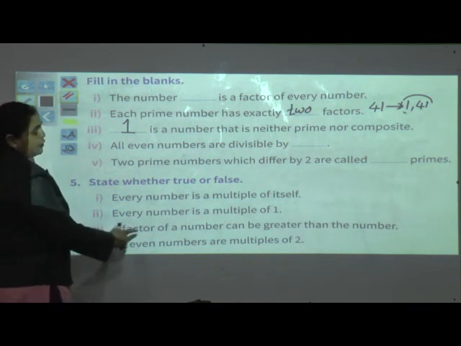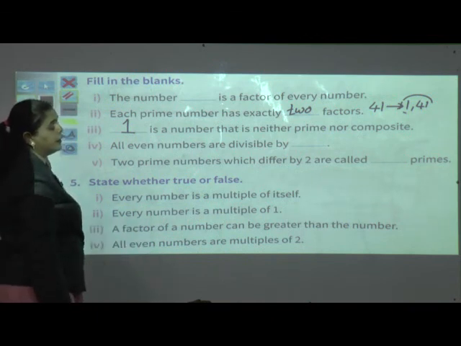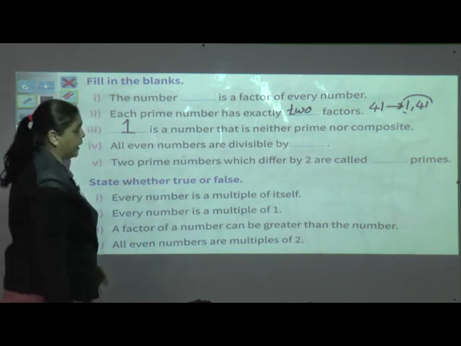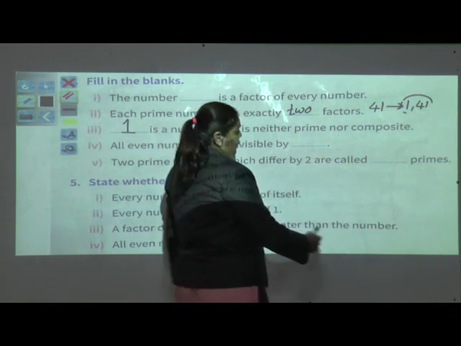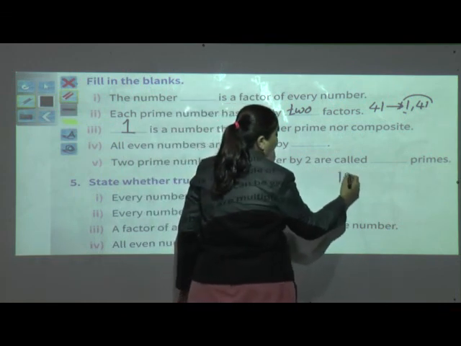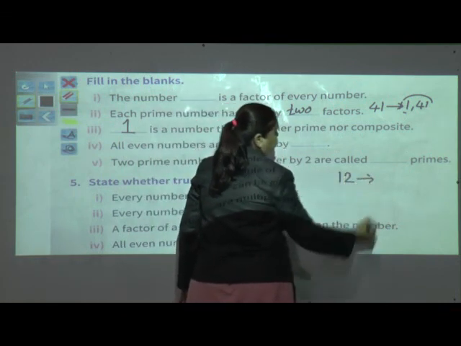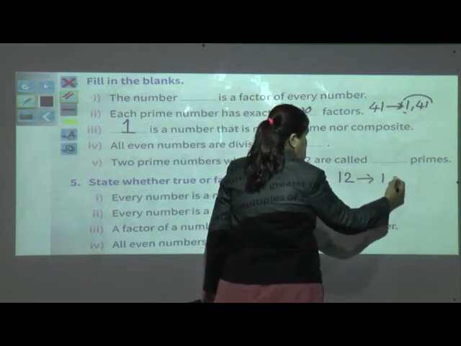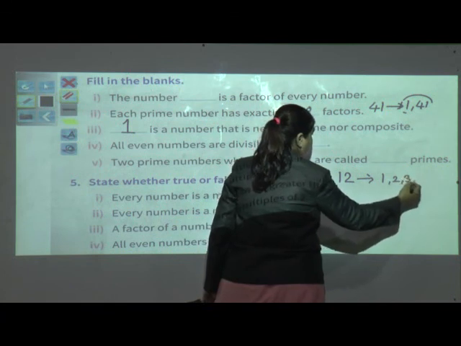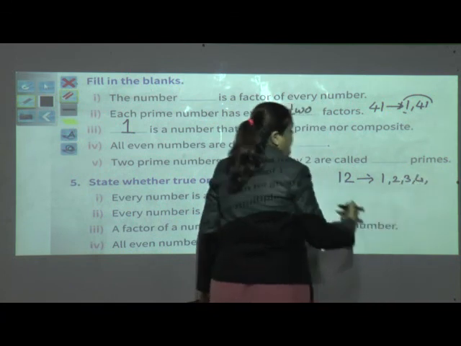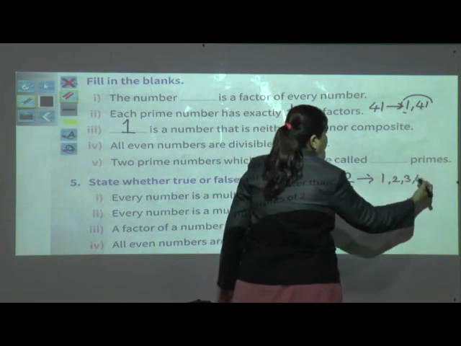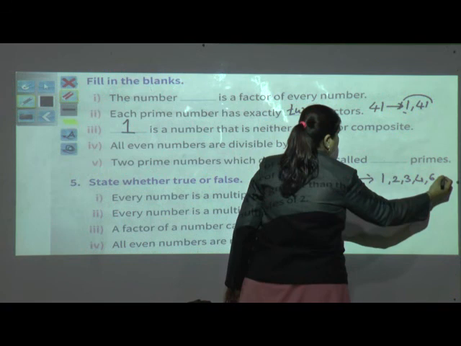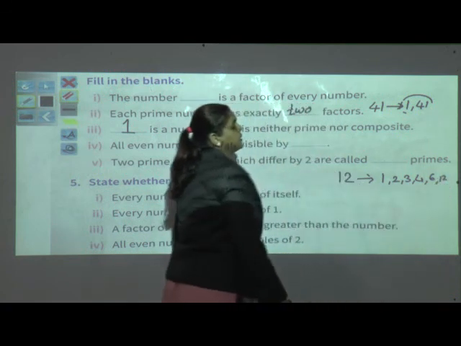The factors of a number can be greater than the number. Let us see an example. Suppose I want to find out the factors of 12. What are the factors of 12? I can say 1, 2, 3, 4, then 6 and 12. So these are the factors.